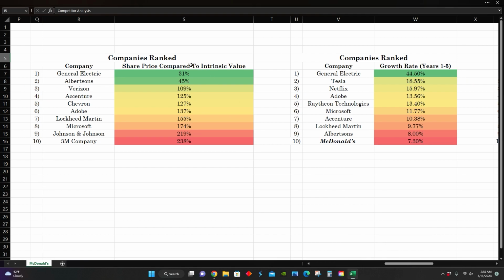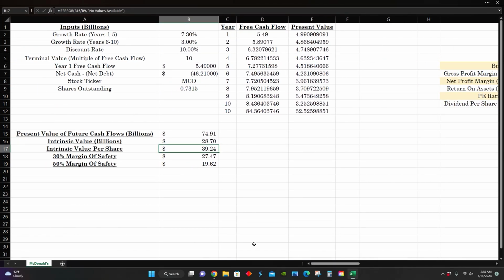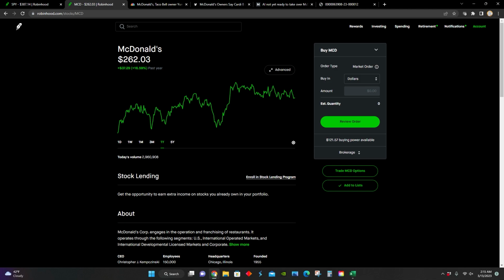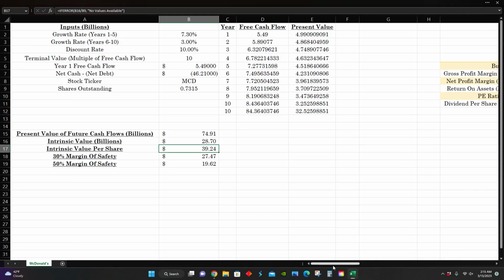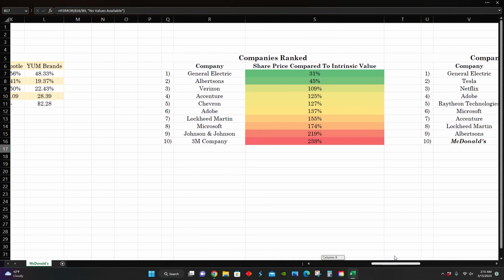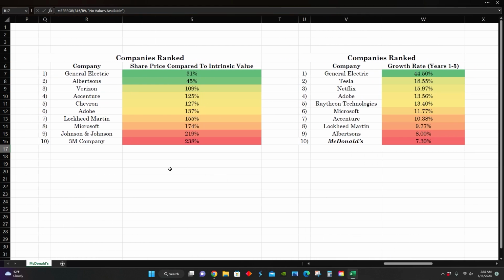And so lastly, I wanted to compare them to some of the other companies we've looked at in past videos. In terms of share price compared to intrinsic value, McDonald's was obviously trading way above their estimated intrinsic value per share, came out to be around $39 per share, and they're currently trading at $262 per share. So that means they're trading at more than six times their intrinsic value per share at the moment. 3M is doing the worst on this list, trading at 2.38 times their intrinsic value, and General Electric and Albertsons are still the only two companies on our list to be trading below intrinsic value per share.